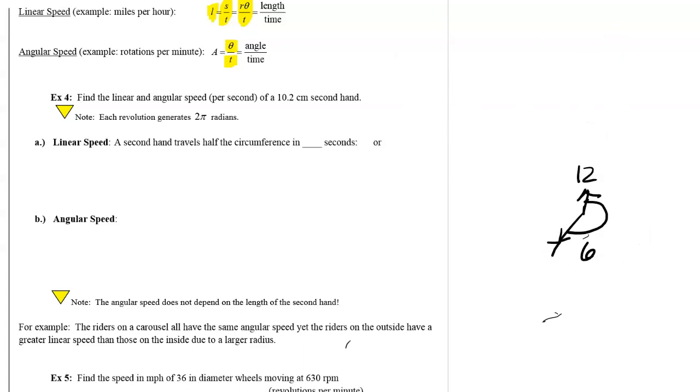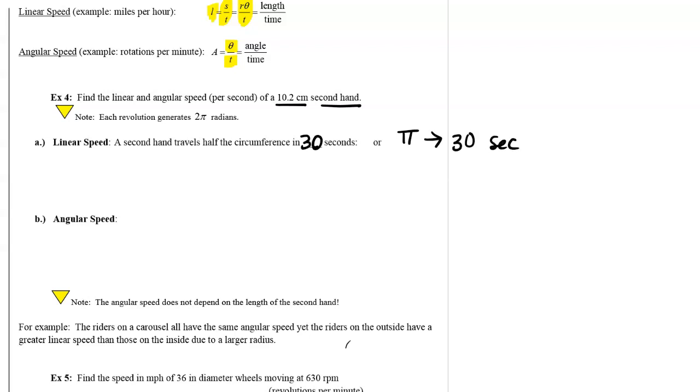So let's look at this example. It says find the linear and angular speed per second of a 10.5 centimeter second hand. Notice each revolution around the clock is exactly 2 pi. So a second hand travels half the circumference in 30 seconds, or you could say that pi is going to be equivalent to 30 seconds.